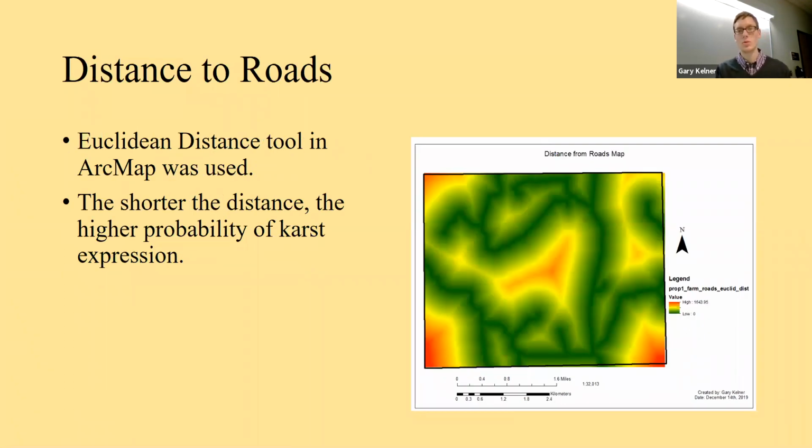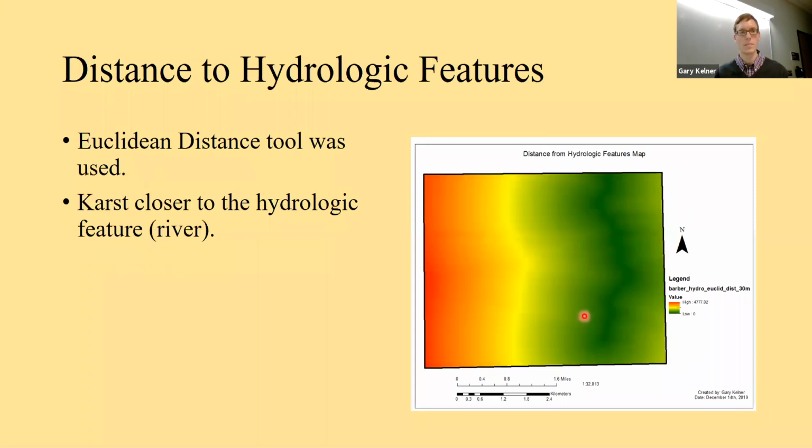The distance to roads, which is shown on this figure on the right, was calculated from the Euclidean distance tool within ArcMap. The shorter the distance to the road, the higher probability of karst feature expression. The distance to hydrologic features was also calculated from the Euclidean distance tool within ArcMap. It appears that karst is closer to the hydrologic feature within this study area, as indicated by the figure on the right.